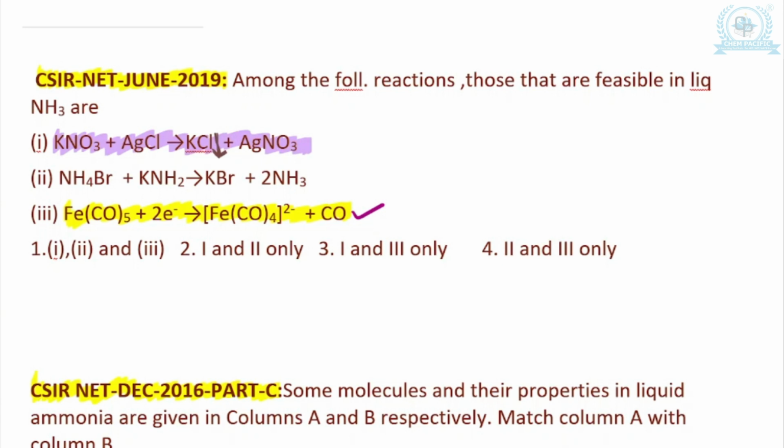So in liquid ammonia we get a precipitate of KCl. So this is a feasible reaction in liquid ammonia. इसका opposite reaction कहाँ पे feasible होता है? Water पे, जहाँ पे AgCl precipitate देते हैं. Clear? Now the next part, this is a very important reaction.